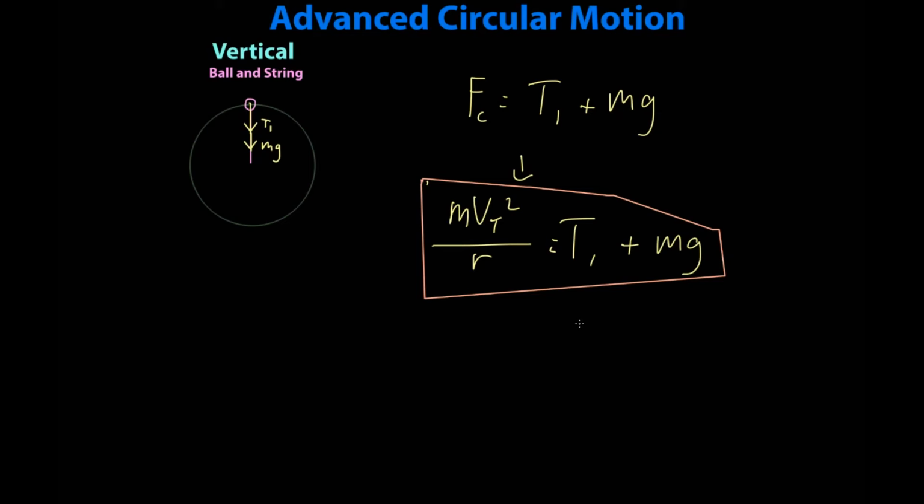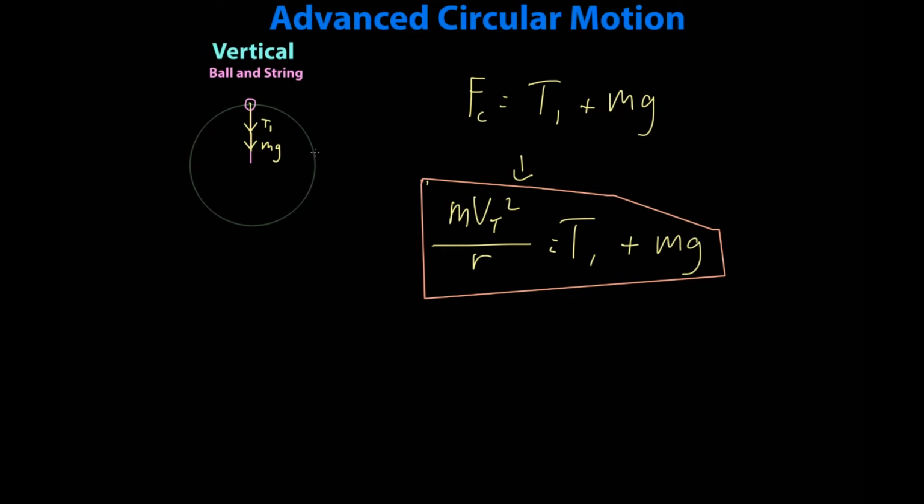Now, just to let you know, one, mass does not cancel because it is not involved in the tension. Two, a very common question here would be, what is the slowest velocity you could swing this ball at and still have it remain in the circular path?